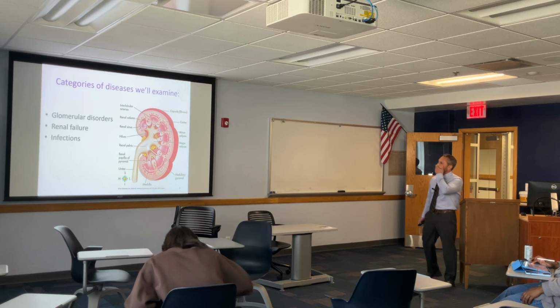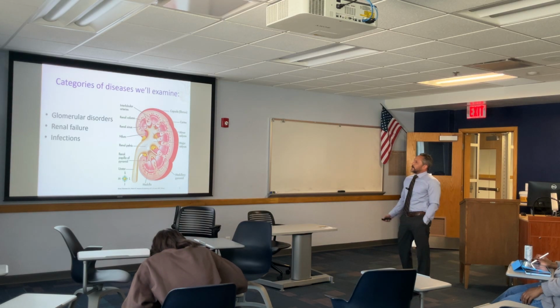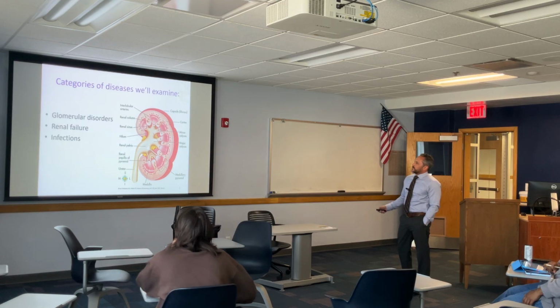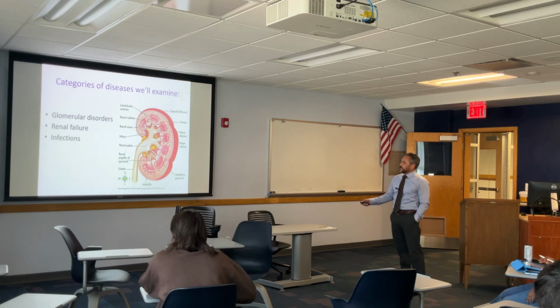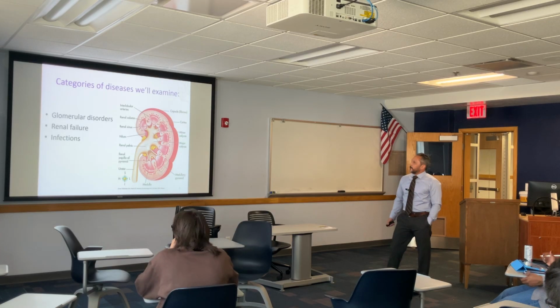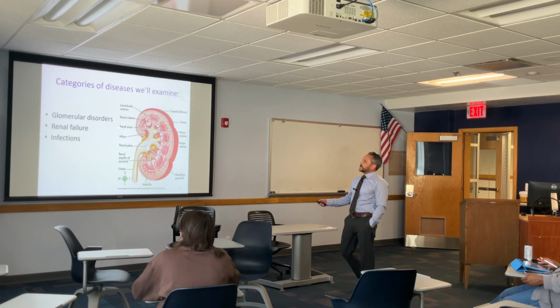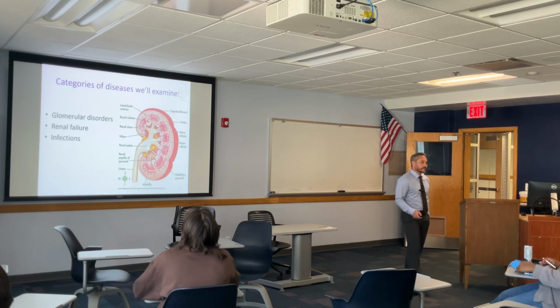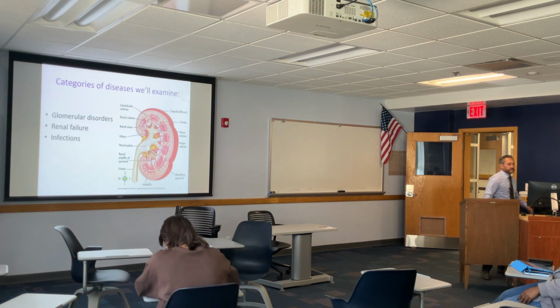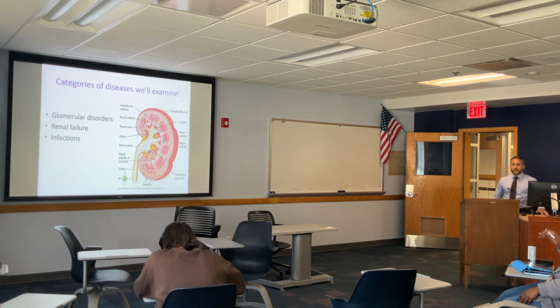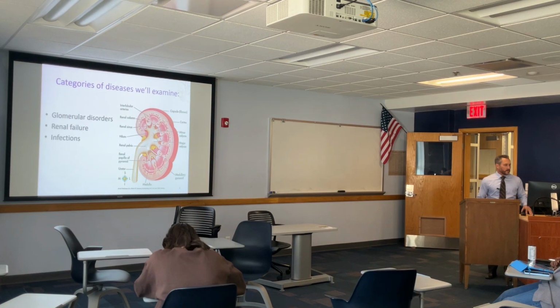If we look at the anatomy of the kidney, so here's our cortex here, our capsule is on the outside, the medulla is here in sort of these triangular pieces. We're going to look today at glomerular disorders. We're going to look at renal failure, and then we're going to look at different types of infections. Now, remember that the glomerulus and its surrounding Bowman's capsule makes up the renal corpuscle. Do you all remember that?